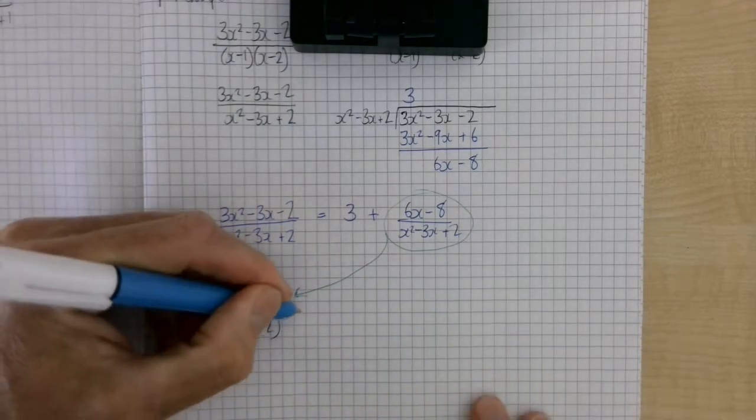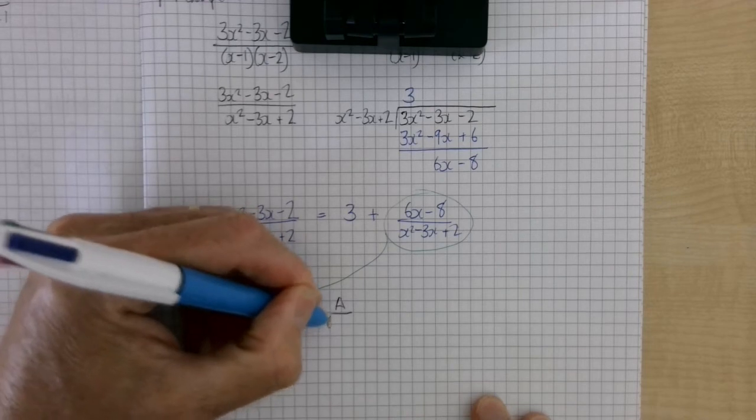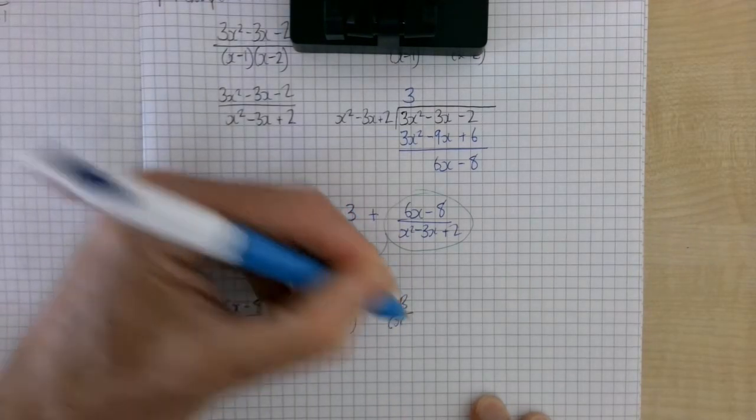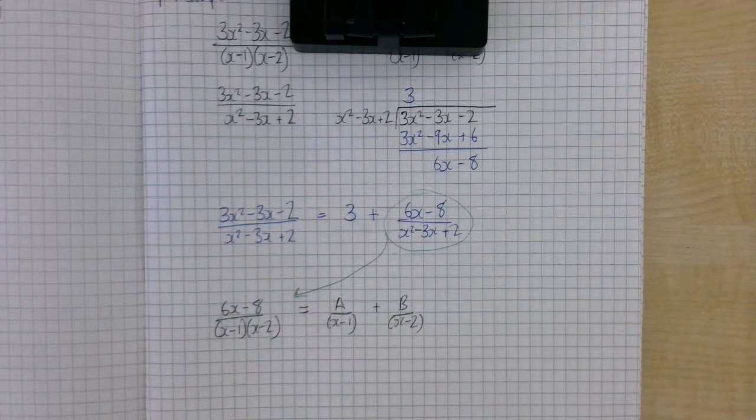And I know from partial fractions that that's going to give me something over x minus 1 plus something over x minus 2. And this is the easiest, really, sort of partial fraction. So go on, I'm going to pause again, just finish that one off for me.